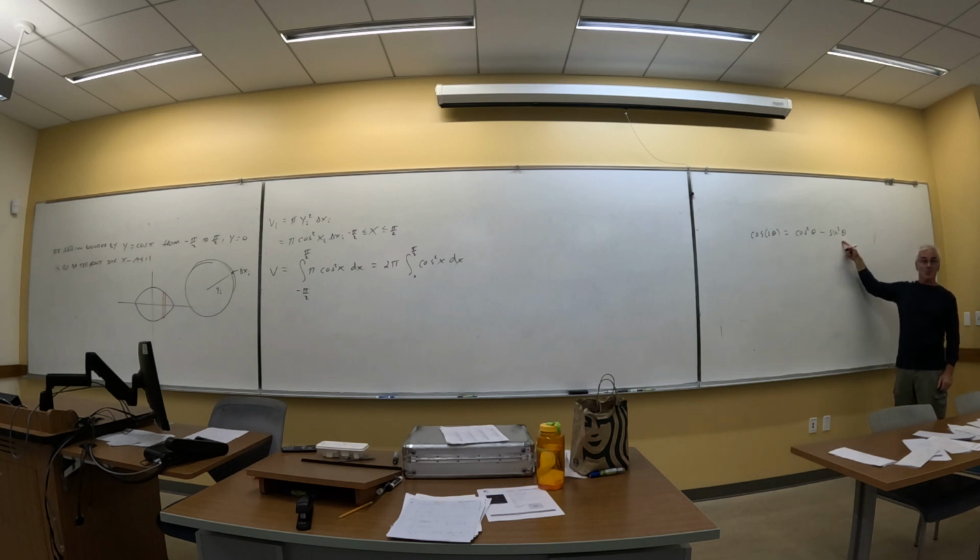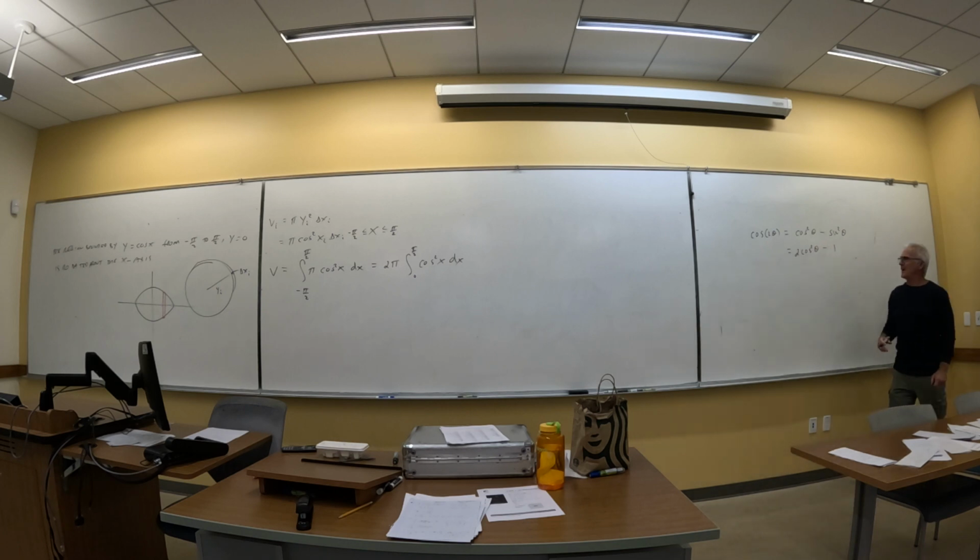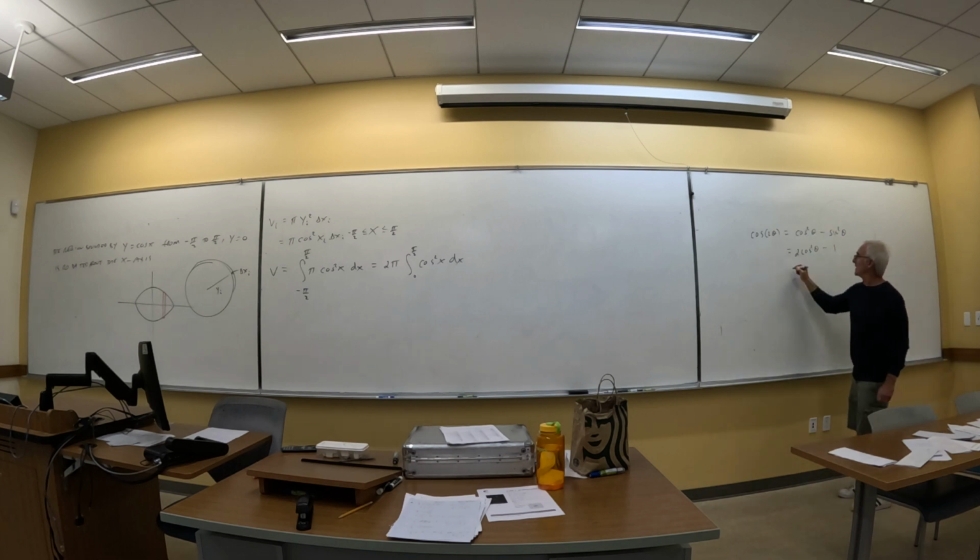Sine squared does equal what? What does sine squared equal? 1 minus cos squared, which would make this 2 cos squared theta minus 1. What if I want everything in terms of sine squared? Well, then cos squared equals 1 minus sine squared. So this becomes 1 minus 2 sine squared.